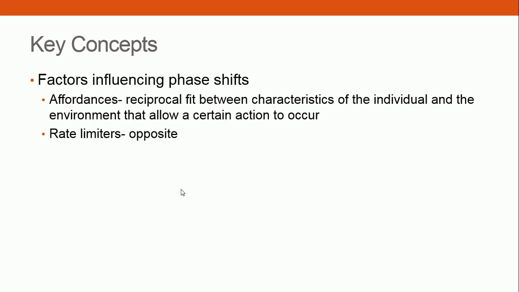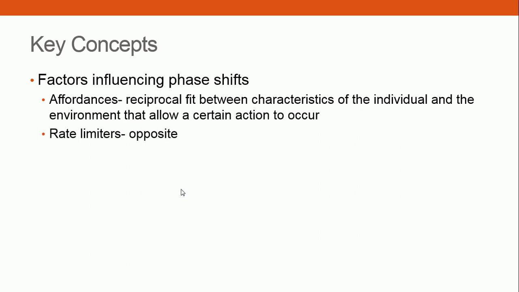So things that influence phase shifts are going to be affordances and rate limiters. We talked about the concept of affordances a couple lectures ago a little bit. Just to review though, an affordance is the fit between the characteristics of the individual and the environment that allow a certain action to occur. So these are things that I have going for me that make it easier for me to do a certain thing. The rate limiters are the opposite. Sometimes people just call these constraints. Rate limiters are disadvantages that make it more difficult for me to do something.